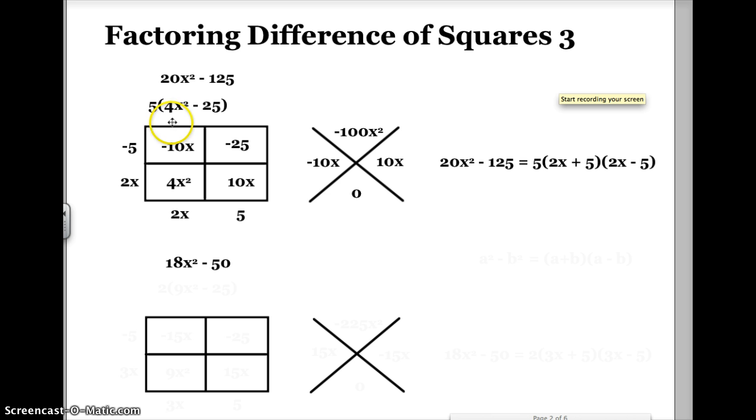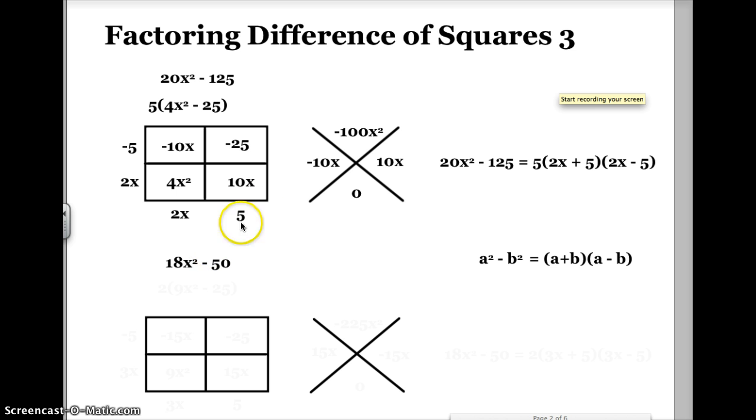Now I want you to look closely at what's inside the parentheses. What's the square root of 4x squared? It's going to be 2x. And what's the square root of 25? It's going to be 5. So this problem fits the formula a squared minus b squared equals a plus b times a minus b. But I just have that 5 out front because I factored that 5 out before I did the problem. Let's look at one more problem and see how it works.